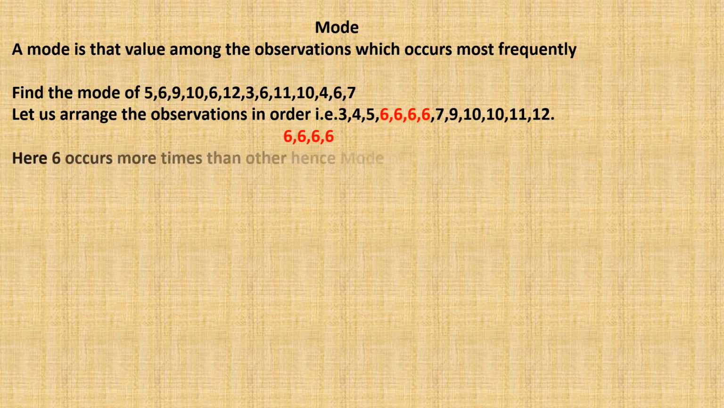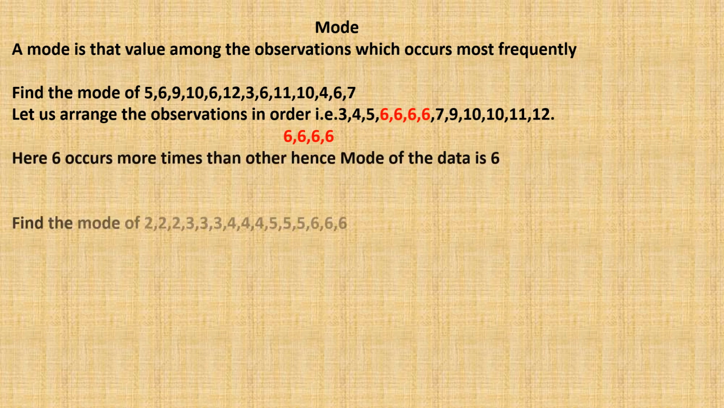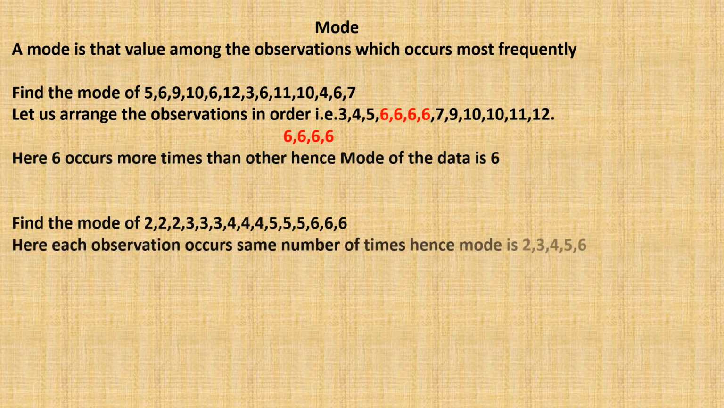Some students may have a doubt: if all observations occur the same number of times, say 2 occurs 3 times, 3 occurs 3 times, 4 occurs 3 times, then what will be the mode? The mode should be all the numbers, since they occur the same number of times. So 2, 3, 4, 5, 6 will be the mode of that data.